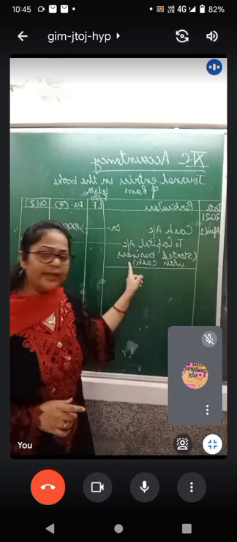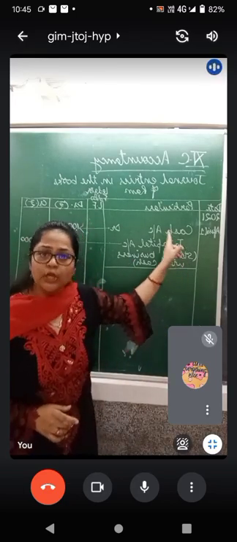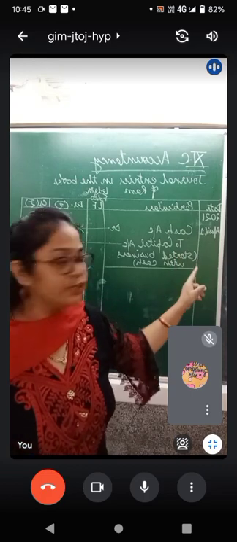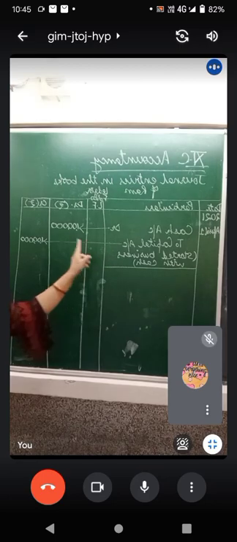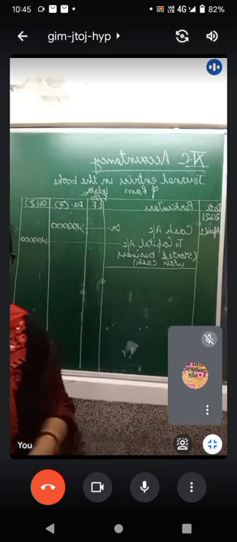After that you write the narration in the bracket. What has happened? You have started business with cash. For debit you write the amount in the debit column, and for credit you write the amount in the credit column. Note this down, then we will move to the next entry.